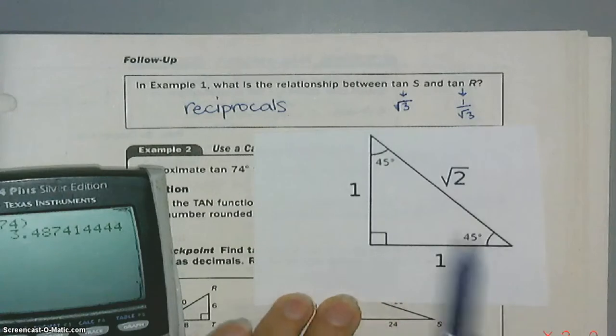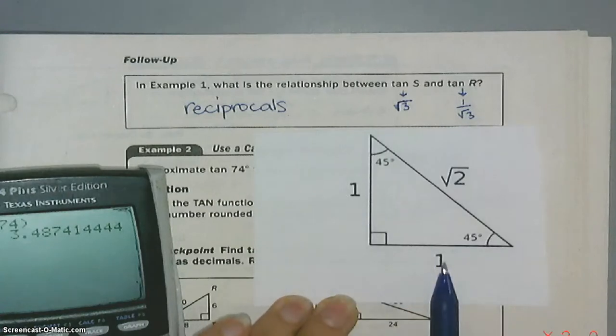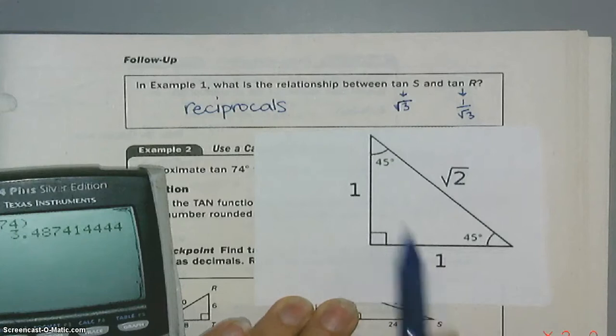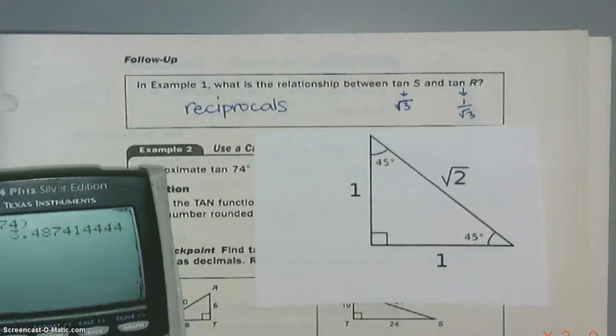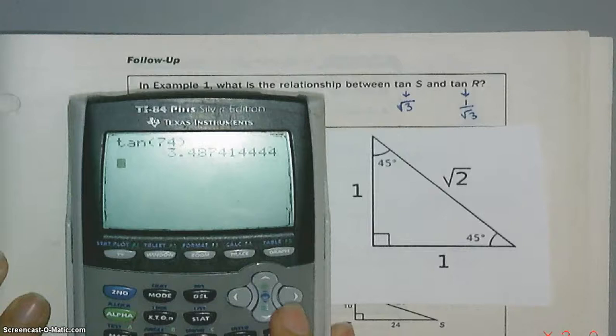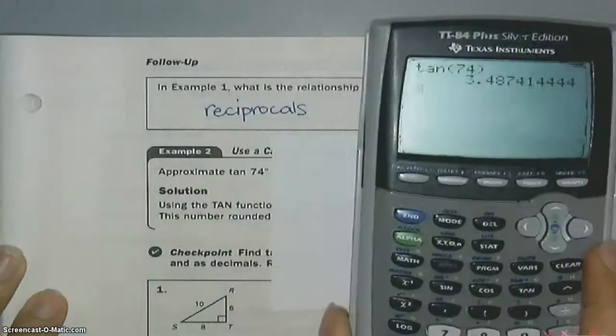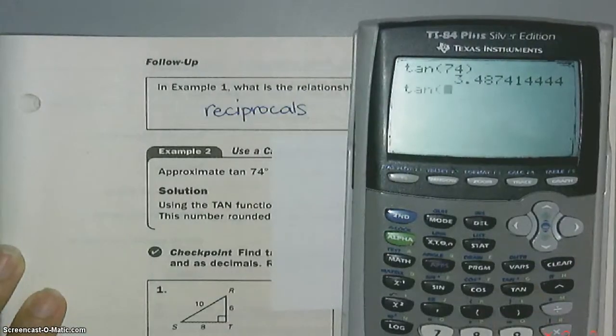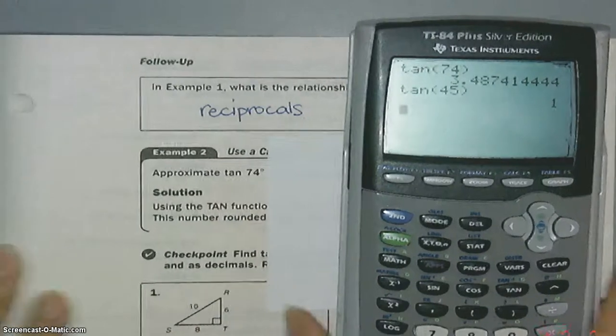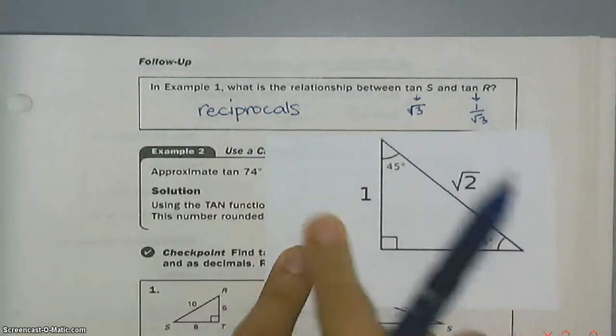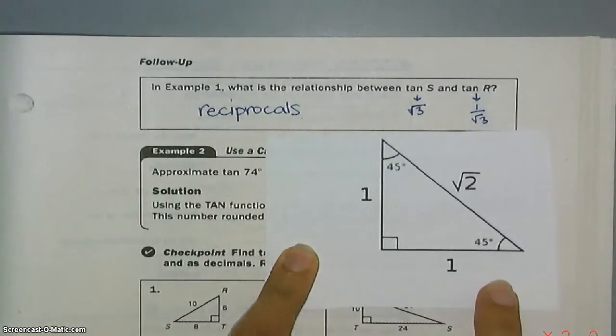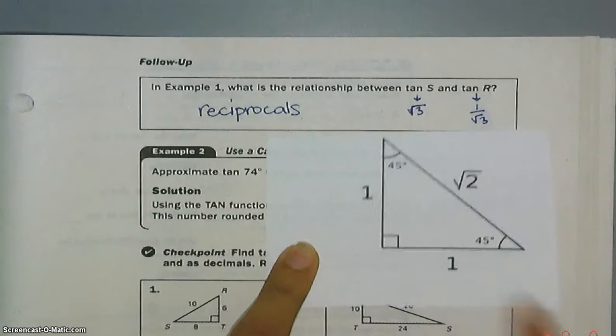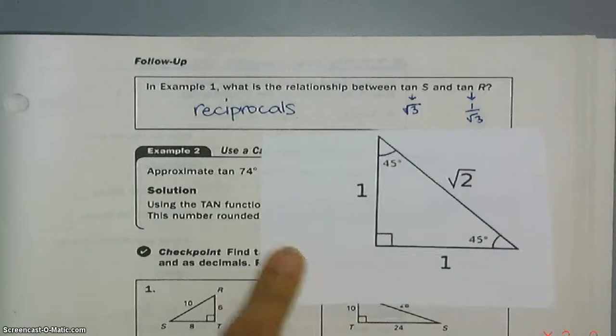Well, tangent is opposite over adjacent. 1 over 1, which is 1. So our calculator already knows that. Type in tangent 45. It's 1. Your calculator has this triangle in it already. It already knows what the ratios are. You just have to tell it which ratio you want.